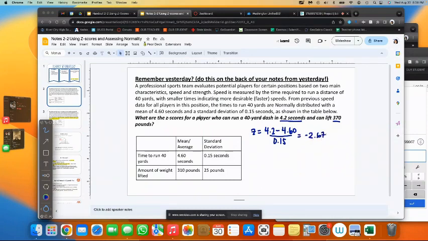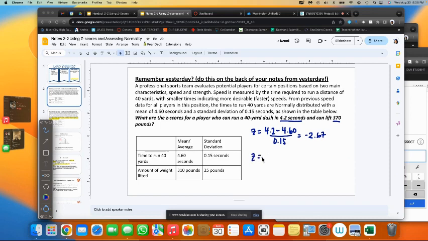So remember, in this context, since we're talking about speed and the amount of time it takes to run, this is actually good. This person is fast, right? They're below average, I guess, in terms of speed. But since it's measured in time, we think that that's good. That's about 2.7 standard deviations below the mean.